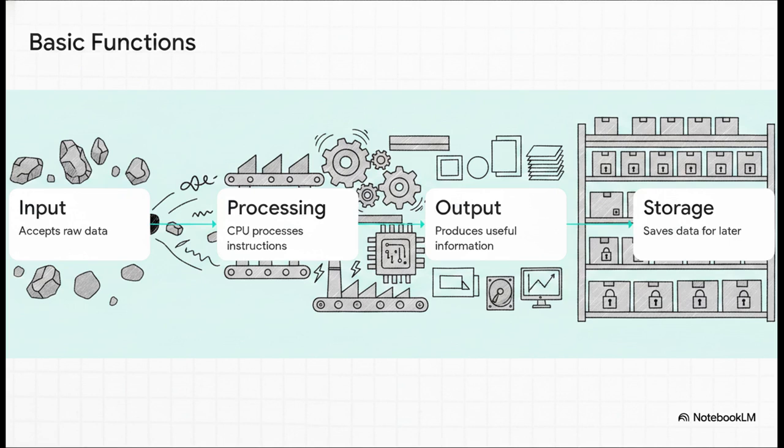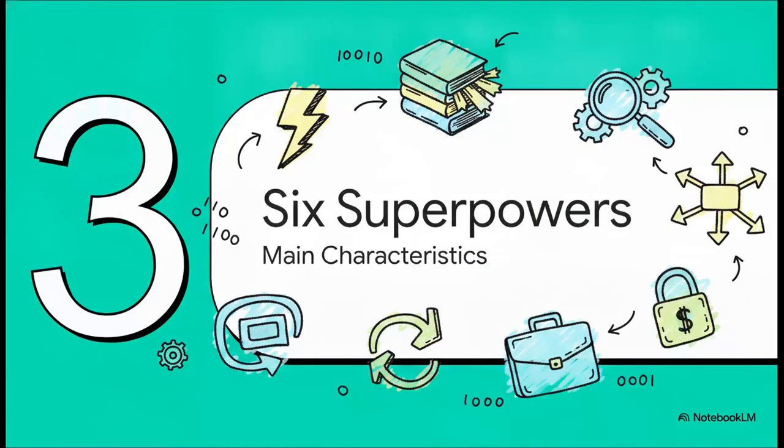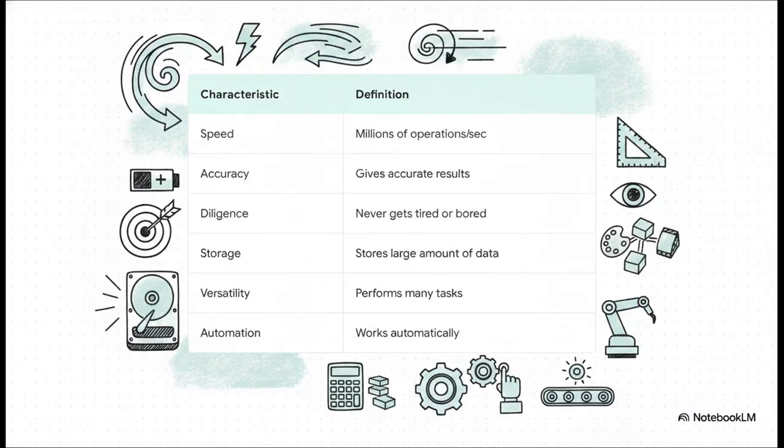And finally, step 4 is storage, where the machine saves any data or finished products for later, kind of like a giant warehouse. Input, processing, output, storage. It really is a beautifully simple loop. Section 3. The machine's 6 superpowers. Now, the sheer scale of these capabilities is what makes this underlying architecture so insanely powerful.